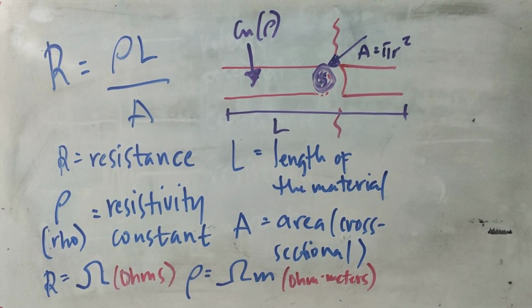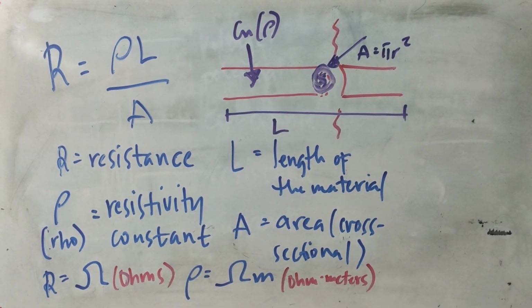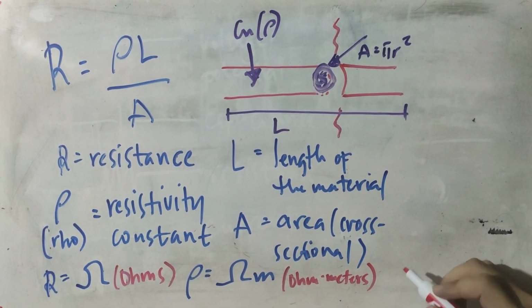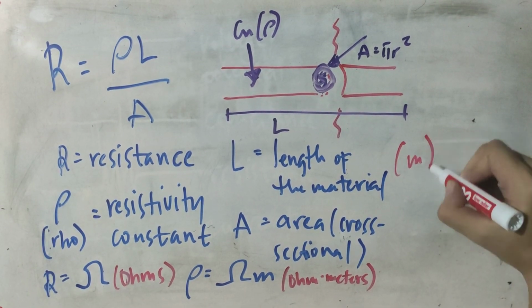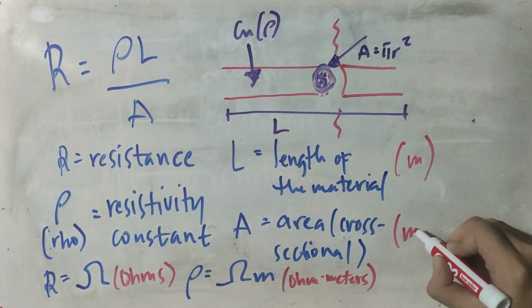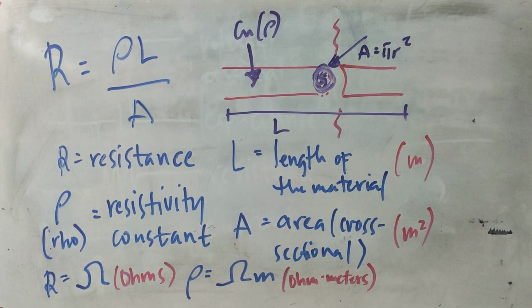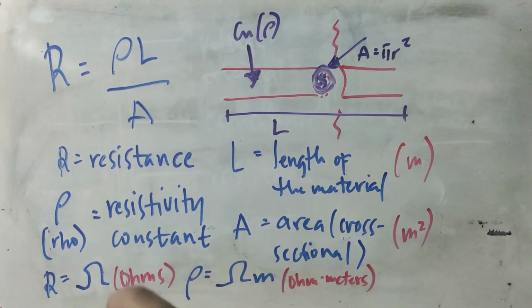Then of course, you already know the length. Length is in meters. Then area is in meters squared. So that's it. Let's try to solve some problems by applying these formulas. I mean this topic.